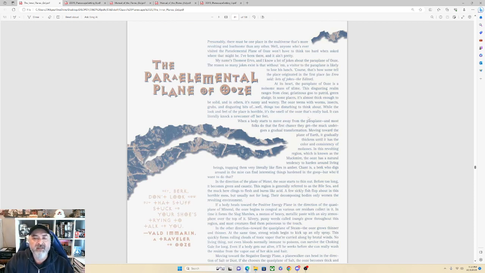So it talks about the paraelemental plane. At its heart, the paraplane of ooze is a noisome mass of slime. This disgusting realm ranges from clear gelatinous goo to putrid green sludge. In some places, it's almost thick enough to be solid. In others, it's runny and watery.